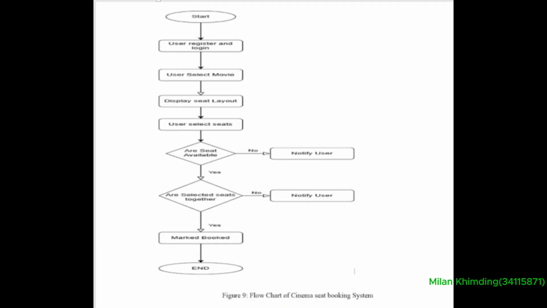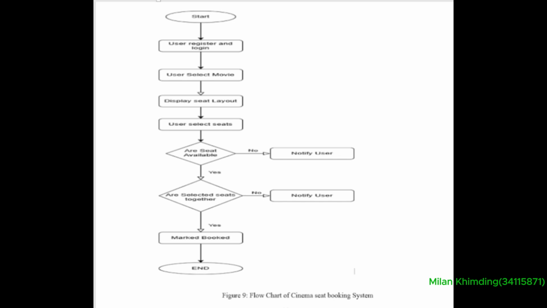Here is the flowchart that represents the steps in the system, showing how the cinema seat booking algorithm works using symbols like arrows, rectangles, and diamonds to show the flow of actions. The seat booking algorithm begins execution, which is usually represented by a start terminal. It begins when the user registers or logs into the platform, ensuring they are authenticated.